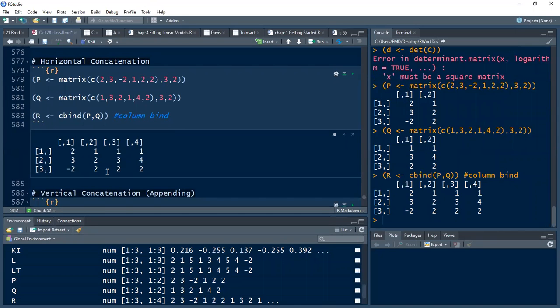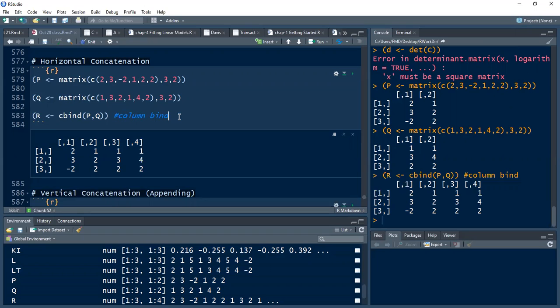Okay, there. So this is matrix R, guys, matrix R. It's generated by column binding P and Q. That means the order of the columns will be the same, okay? But it will be P first, and then we're going to add Q.